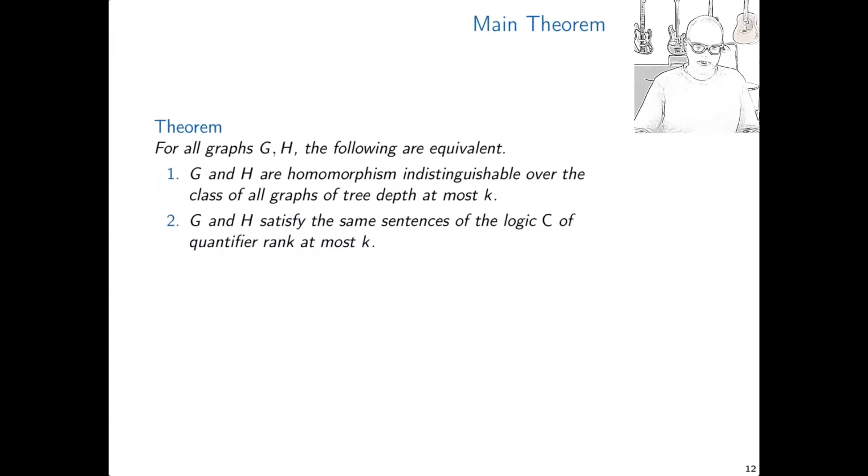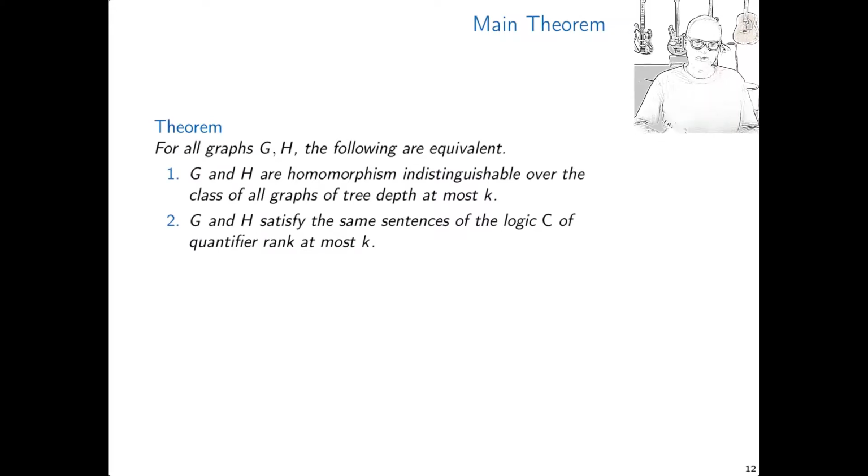And finally, here's my main theorem. Two graphs are homomorphism indistinguishable over the class of graphs of tree depth at most k, if and only if they satisfy the same sentences of this counting logic C, but now with bounded quantifier rank, and the quantifier rank is at most k. The result in itself may not be too surprising. What I found surprising, though, is that I have this exact correspondence between tree depth and quantifier rank.